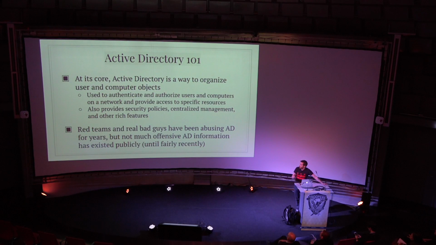So it's used to authenticate users to machines, to different types of resources, and it has a really nice centralized location to triage all this access. It also has really nice stuff like security policy, centralized management, different things we're going to touch on during the presentation. Red teams and real bad guys have been using and abusing Active Directory for years, but there hasn't been a huge amount of Active Directory information from an offensive perspective until recently.